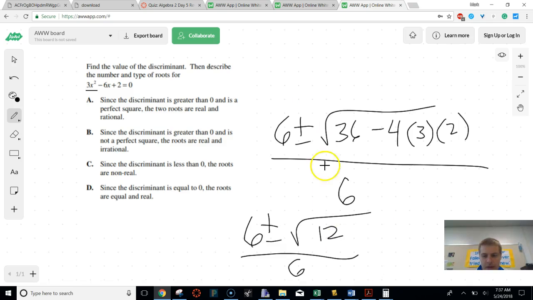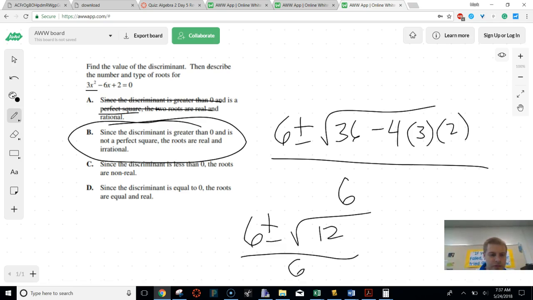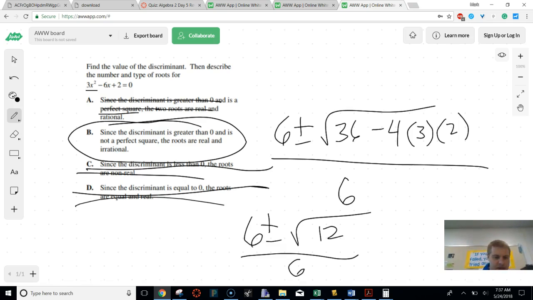Now, 12 is going to give me two answers, and 12 is not a nice square root. So it's obviously not a perfect square, because that is not a perfect square. It is greater than 0, because this is greater than 0, and it is not a perfect square. That is true. So B is the right answer. It's not less than 0. It's not equal to 0. So it's not one solution. It is going to be two solutions. It's just going to be two solutions. And it will be irrational because that is not a nice square root.